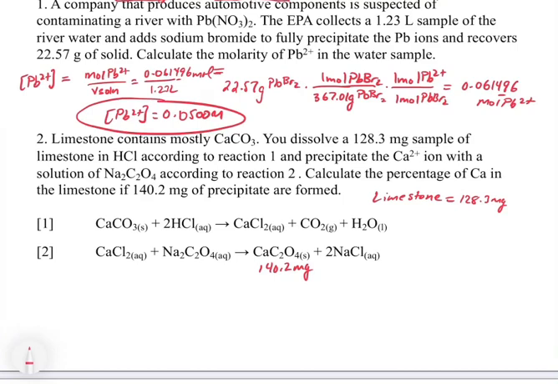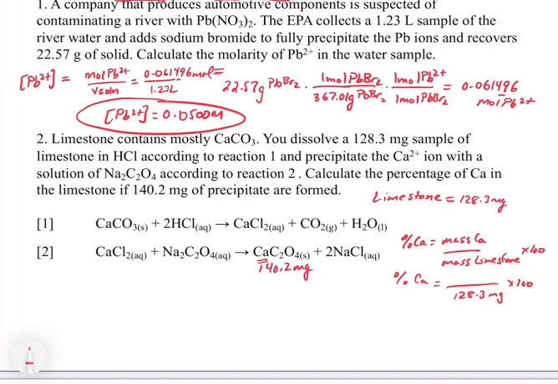And what the problem is asking us is, what is the percent of calcium in the limestone? So in order to do this, we're going to need the mass of calcium divided by the mass of limestone times 100. And so we have the mass of the limestone from the problem. So that's going to be 128.3 milligrams. And if you want, you can convert that to grams. It doesn't really make a difference. We're going to keep it in milligrams for the sake of this. So the question now is what we need to get that mass of calcium.